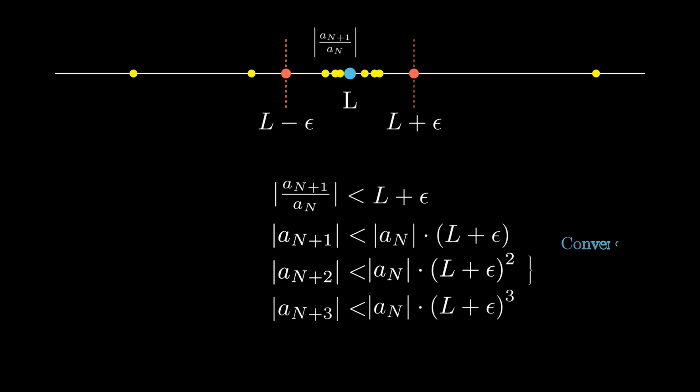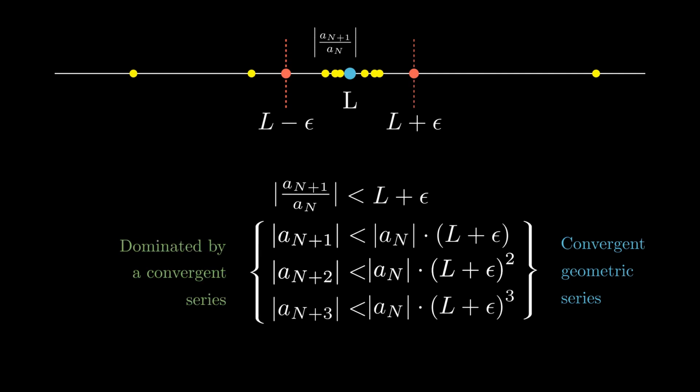Just like in the previous video, we will now point out that the series a sub big N plus 1, a sub big N plus 2, and so on is dominated by the geometric series, where the first term is the absolute value of a sub big N, and the common ratio is L plus epsilon, which we know is less than 1. Now that's a convergent geometric series, so our original series, beginning with the big Nth term, is convergent by the comparison test. And so of course that means the entire series is convergent. And we're done with that half.